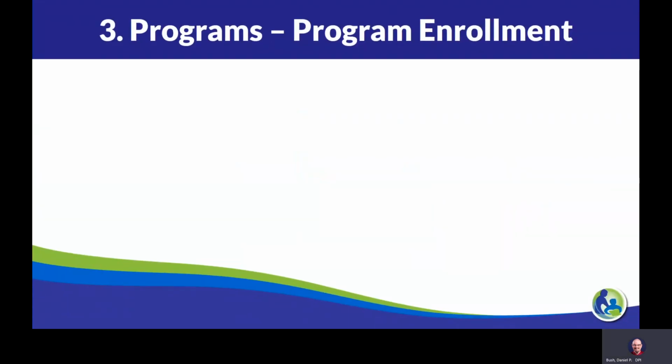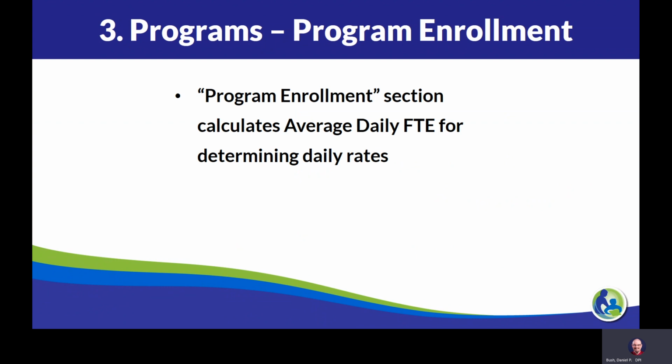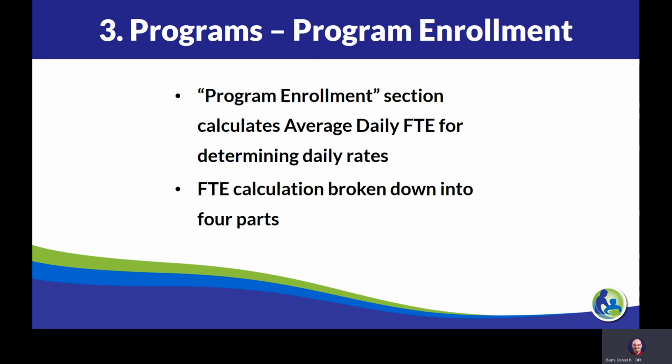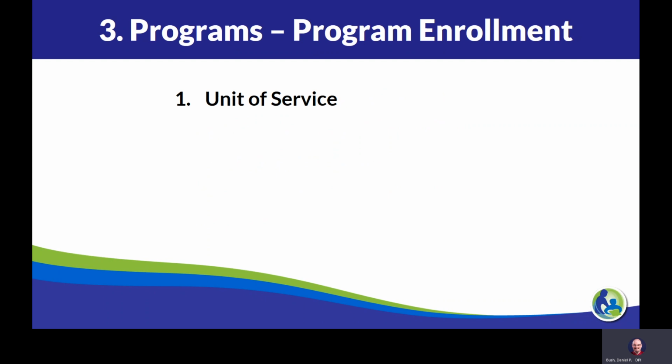Now the next piece is the program enrollment, and these are used to determine an average daily FTE and get to a daily rate for each program. That is how costs are transferred from the program level to the individual student. To reduce confusion about how FTEs are collected, the FTE calculation has been broken down into its individual parts on the claim form. The first part is the unit of service.